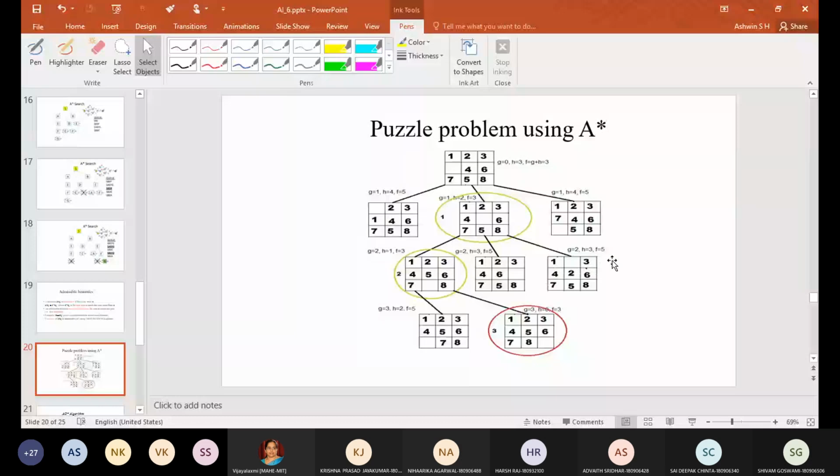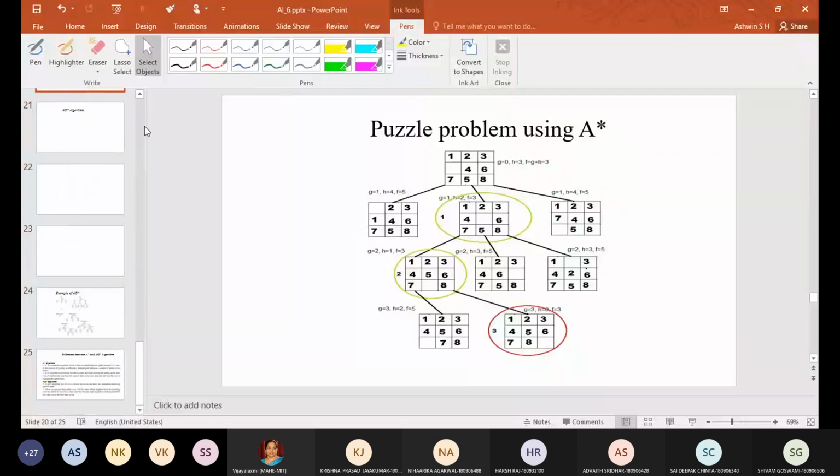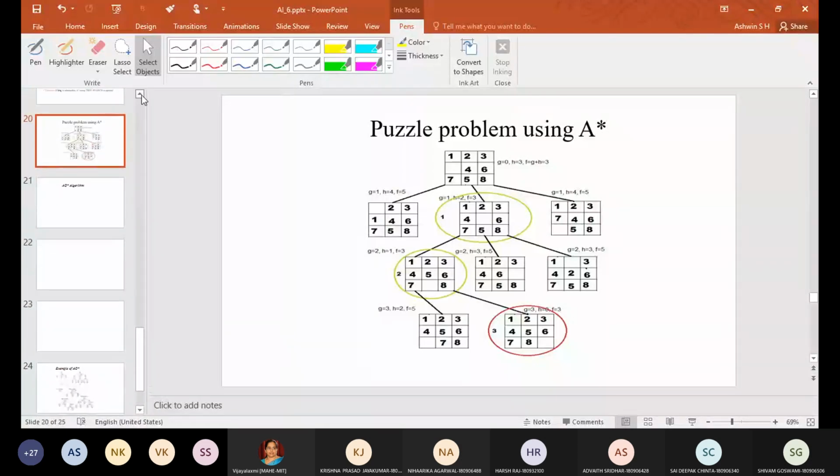When all 4 cases are considered, this is where you have got the minimum F value, because here F is 3, here F is 5, here F is 5. See, F 3 is only this one. Here F is 5, here also F is 5. So again, this is expanded. When this is expanded, you get the minimum F value and you get the final answer. So even for solving this 8 puzzle problem, it can be used. Like this, the A star search algorithm, you can use it for any AI problems. This is what I wanted to tell about the A star algorithm.